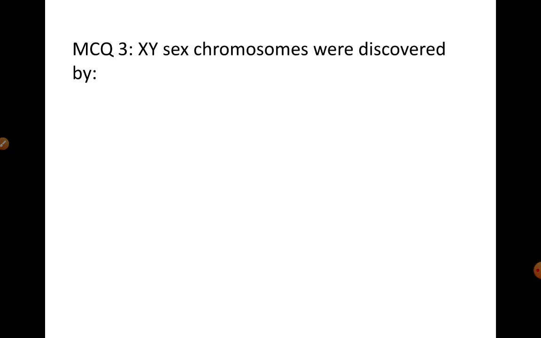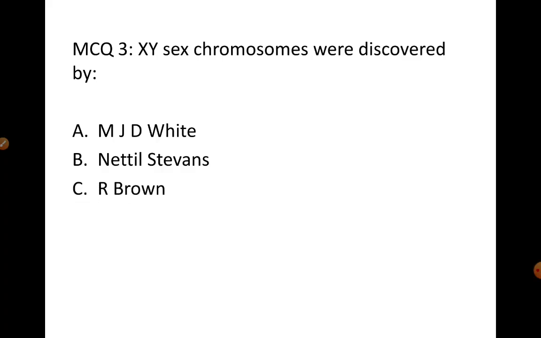The third question: XY sex chromosomes were first discovered by whom? Option A, MJD White. Option B, Nettie Stevens. Option C, R. Brown. Option D, Mendel. Who discovered these allosomes? It is answer B, Nettie Stevens. Stevens and co-workers were the first ones to differentiate autosomes and allosomes.